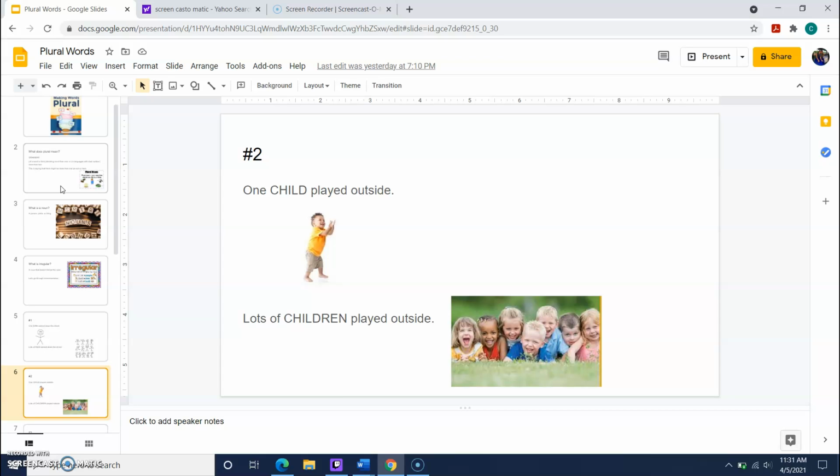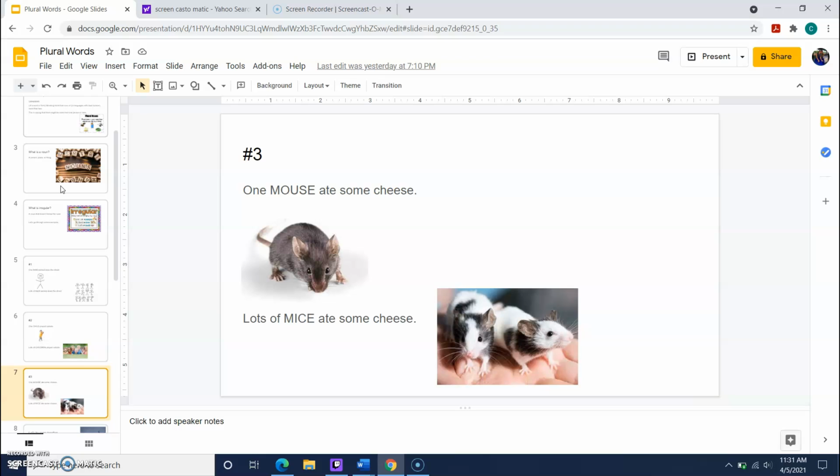All right, moving on to our next example. One mouse ate some cheese, okay? If we want to make the word mouse plural, we have to say mice. So our sentence would be lots of mice ate some cheese.